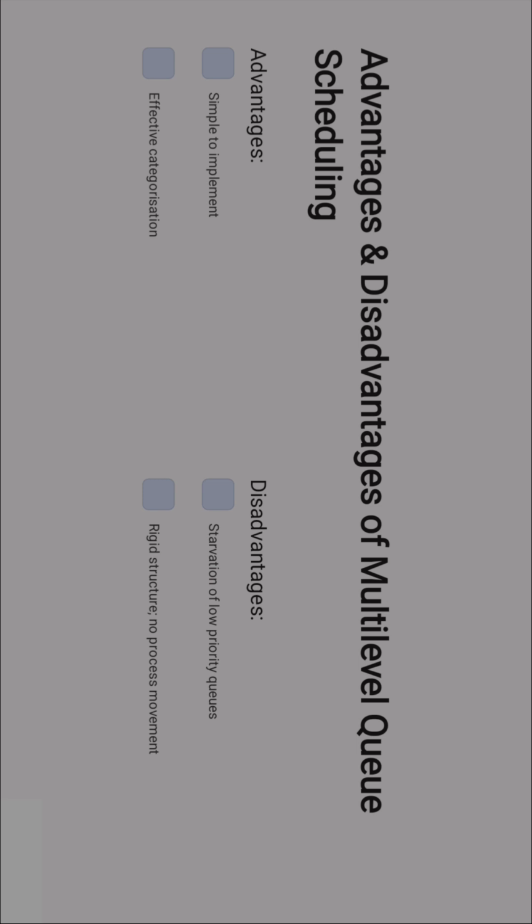Now let us understand the advantages and disadvantages of MLQ. Advantages: it is very simple and has a clean structure. It helps in process categorization. It is good for systems where task priorities are clearly defined and don't change much. The disadvantages include: there is no flexibility. Processes can't switch queues even if their behavior changes. Second, starvation is a real threat for low priority queues.